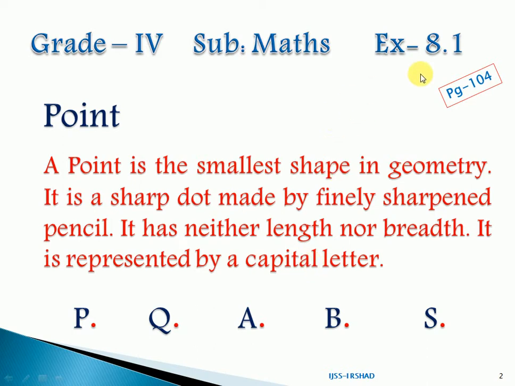You can see here it is about 8.1. We have already done it in the previous class, so here is just a recap. Before starting 8.3, I will give you a recap of a few important points. This was the point we have already discussed. It is the smallest shape in geometry, and it is a sharp dot made by a finely sharpened pencil. It has neither length nor breadth, and these are the representations of a point.